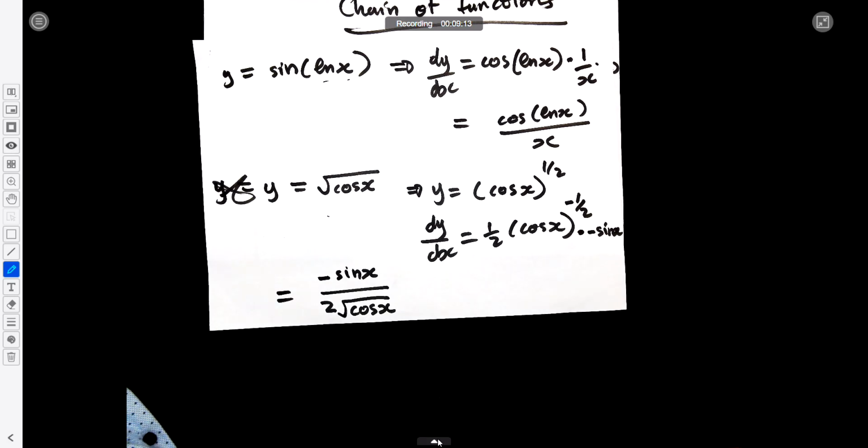When you move to integration, if you see functions like this, you'll have to inspect which one is the function, which one is the derivative, or what we differentiated to get this other function.